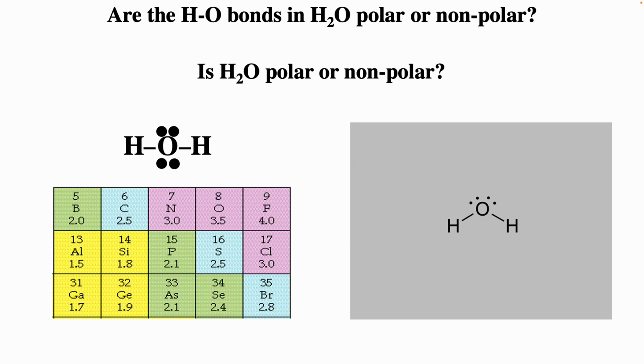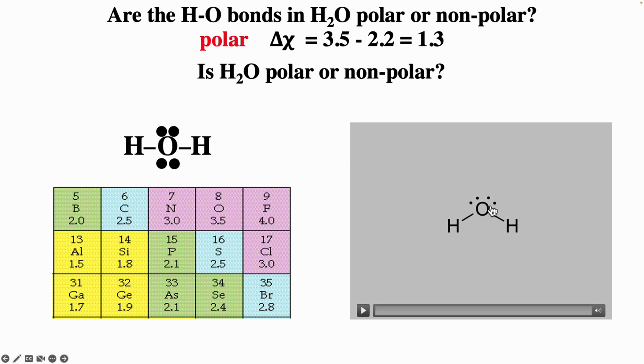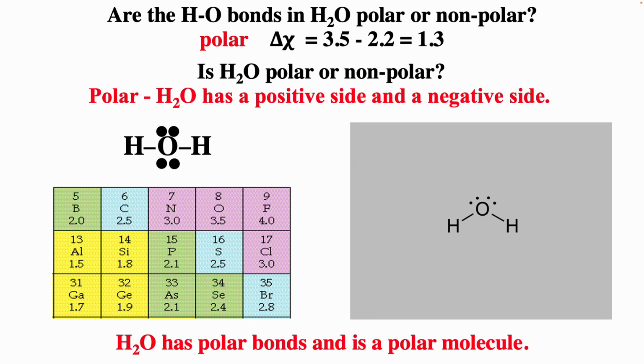And so we can also ask the questions about water. So one is, are the hydrogen-oxygen bonds polar or nonpolar? Hydrogen has an electronegativity of 2.2, oxygen is 3.5, and so that would give us a difference of 1.3, and so that would be polar. Now the question is, is the molecule polar or nonpolar? You can imagine that oxygen is more electronegative, hydrogen is less electronegative, and so we'll have a partial negative on the oxygen, partial positive on the hydrogen. It should be polar.